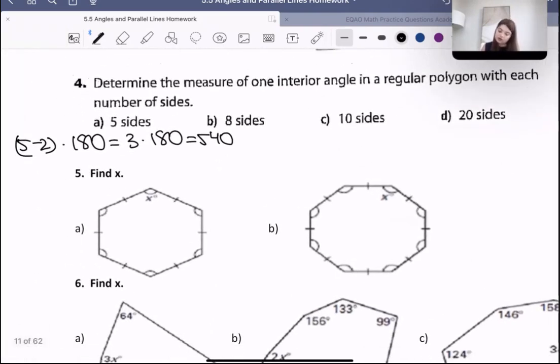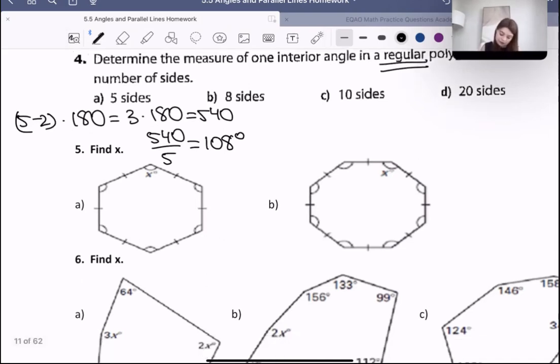And now we want to know what's the measure of one of these 5 sides if it's a regular polygon. Remember, regular polygon means all the angles and all the sides are the same. So we can divide it by 5 because we know that it's all evenly distributed, right? So now we have 540 divided by 5, which is 108 degrees. So therefore, the measure of each interior angle of a 5-sided polygon, or a pentagon, would be 108 degrees. Good.